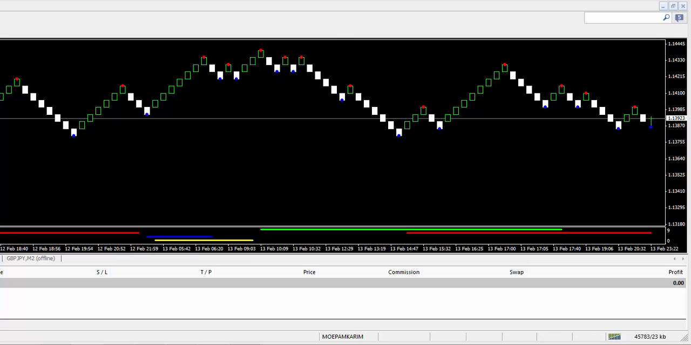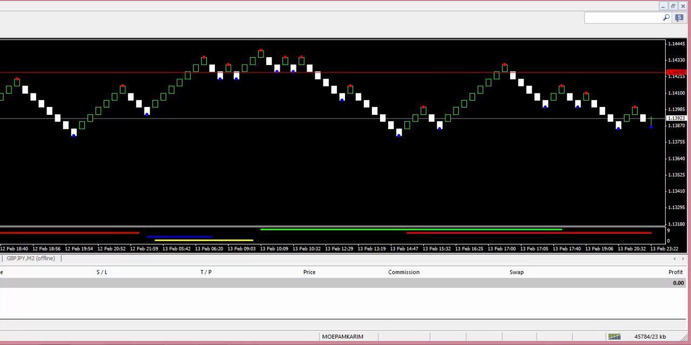So our first entry for the day would have been this down break here. Okay, so this is our first entry for the day here. As you can see, this was a great entry. It went for 5, 10, 15, 20, 25, 30, 35, 40 pips.